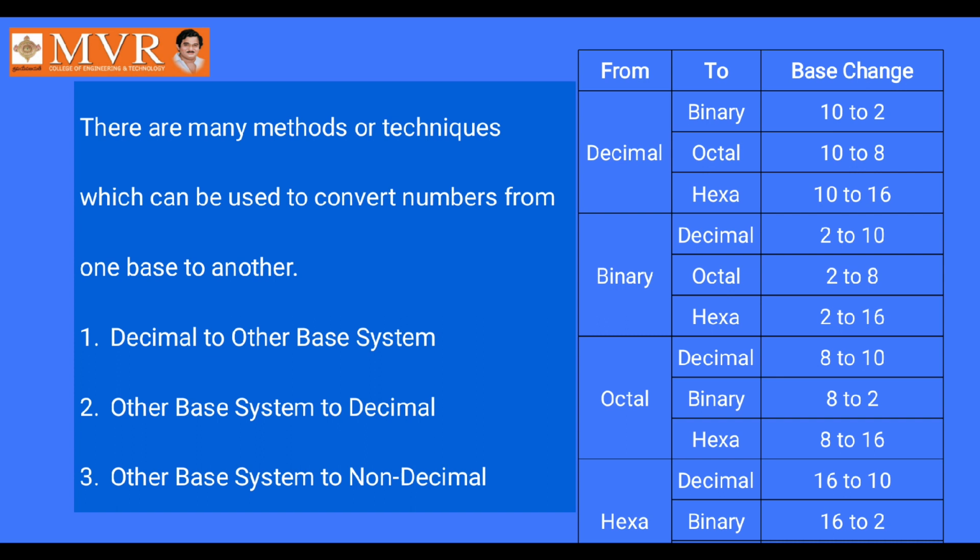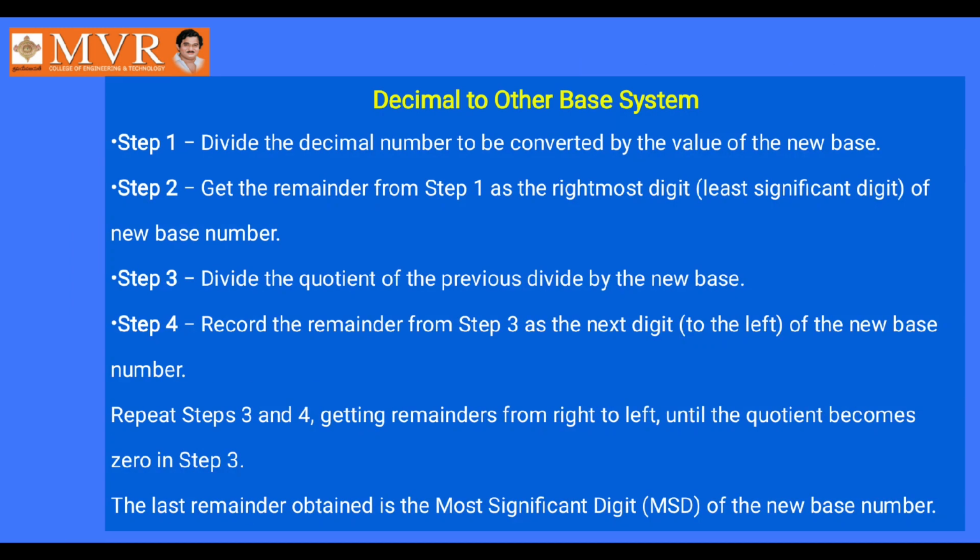The third category is other base to non-decimal. Here you will find 6 combinations: binary to octal, binary to hexa, octal to binary, octal to hexa, hexa to binary and hexa to octal. These 6 come under the third category. We will see all these conversions with examples, a total of 11 examples in today's session.